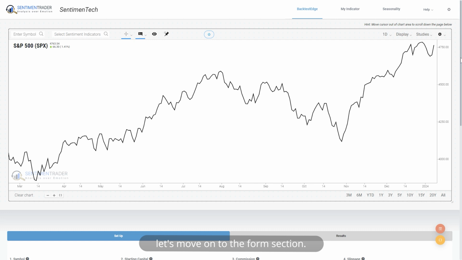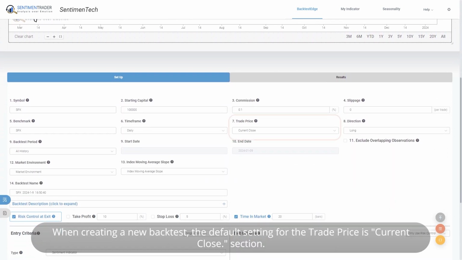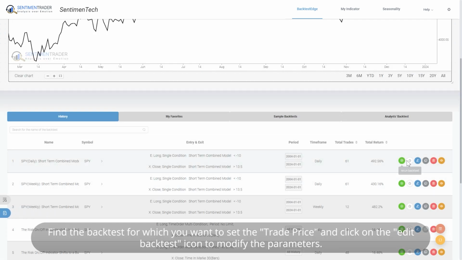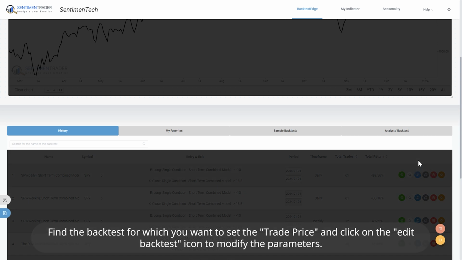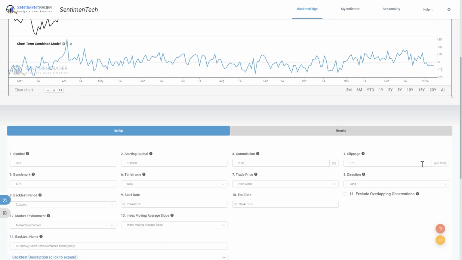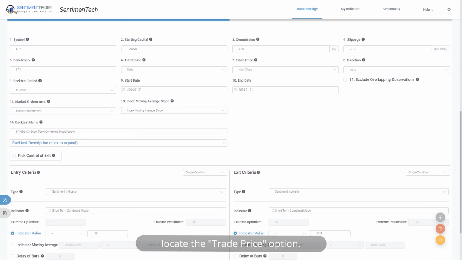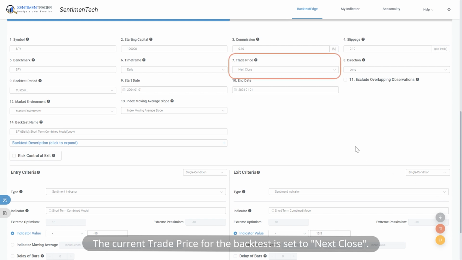Now, let's move on to the form section. When creating a new backtest, the default setting for the trade price is current close. Find the backtest for which you want to set the trade price and click on the Edit Backtest icon to modify the parameters. In the Parameter Settings interface, locate the Trade Price option. The current trade price for the backtest is set to next close.